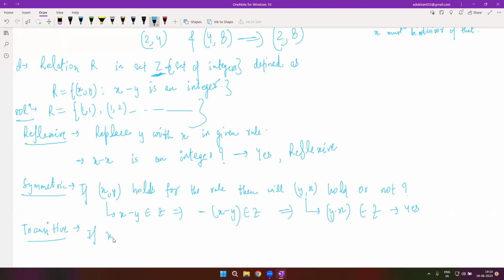So if x comma y and y comma z hold for the given rule, then does x comma z hold or not? We have to check this.